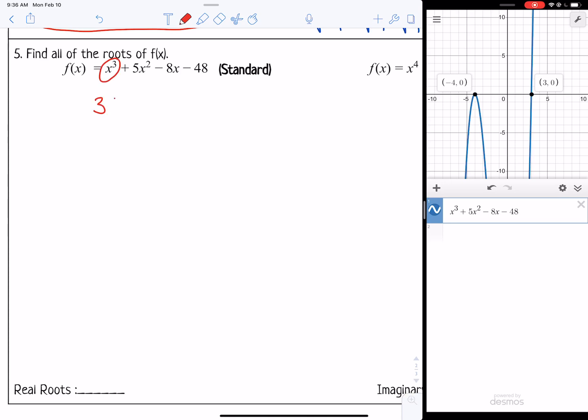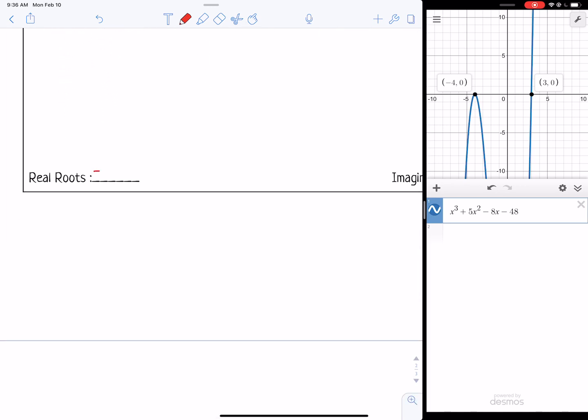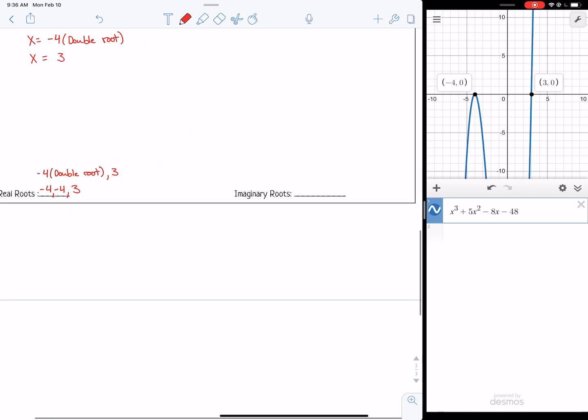We can tell there are 3 total roots. And by looking at the graph, you can see that negative 4 is a double root. And then 3 is the other root. So those are your 3 roots. So x equals negative 4 and x equals 3, and negative 4 was a double root. So you actually have 3 real roots, negative 4, and 3. Or you could write negative 4 is a double root, and the other one is 3. And then imaginary roots, there are none, so we could just put NA or none, or just leave it blank.